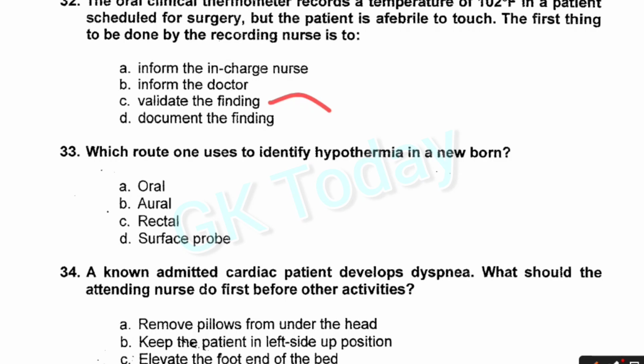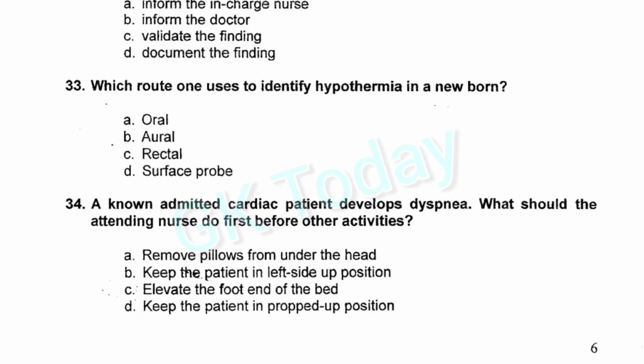Question number 33. Which route is used to identify hypothermia in a newborn? Correct answer is option C, rectal. Question number 34. A known admitted cardiac patient develops dyspnea. What should the attending nurse do first before other activities? Correct answer is option D, keep the patient in propped up position.